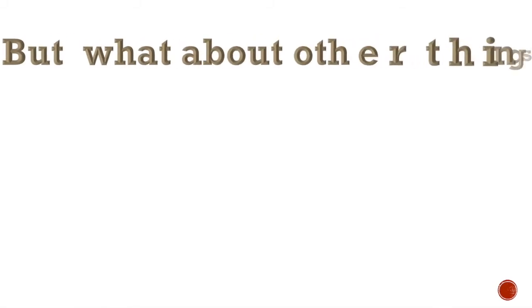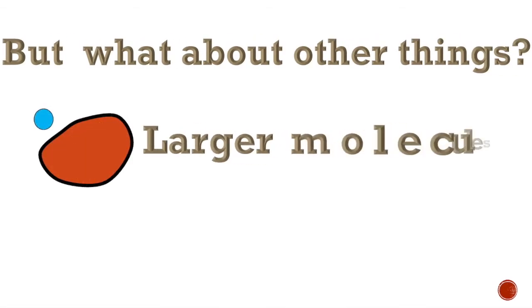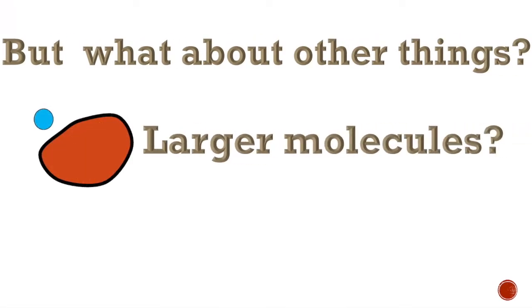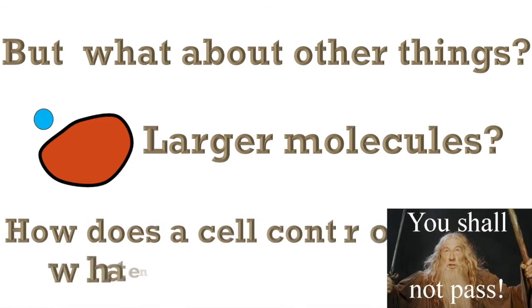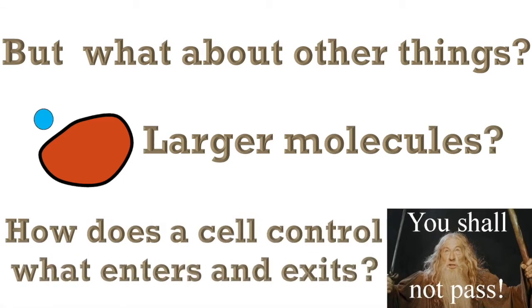But what about some other things? What if you had a really large molecule? How would that get in, say if you needed it, say it was a nutrient for the cell? And if it does let in big things, how can it control what enters and what exits? What are the good things to let in? What are the good things to let out? How does it have control over that whole process? That's what we're going to be talking about in today's lesson.